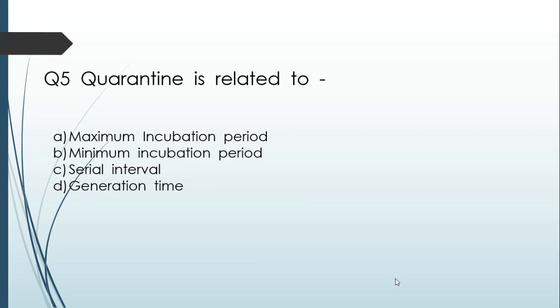Question number 5. Quarantine is related to option A maximum incubation period, option B minimum incubation period, and option C serial interval, and option D generation time. And its answer is maximum incubation period.